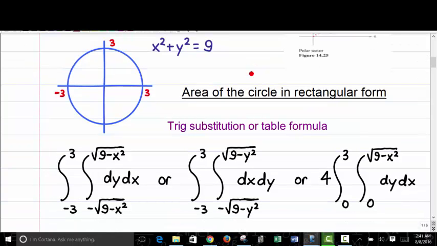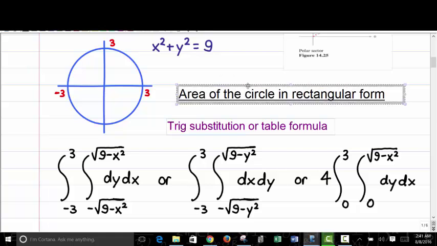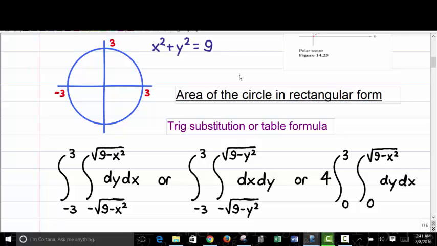you'll see from the problem that you might not want the entire circle. But if you want to go dy dx, you're going to have the upper half of the circle and a lower half, which would be negative square root of 9 minus x squared to the positive square root of 9 minus x squared, lower to upper. That's assuming we're talking the whole circle. And then left to right would go from negative 3 to 3. That integral would cover it.